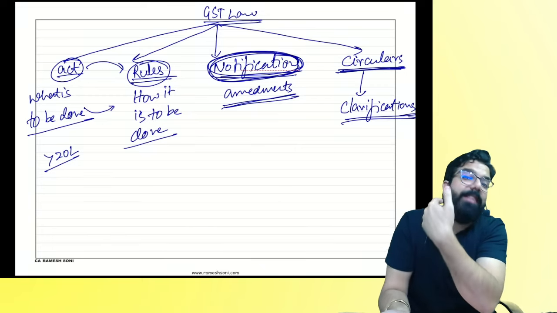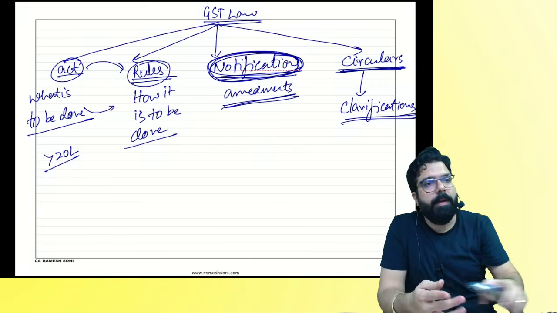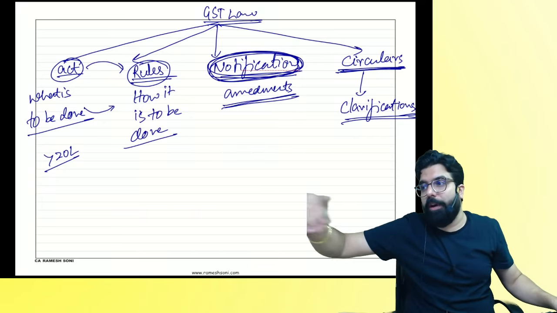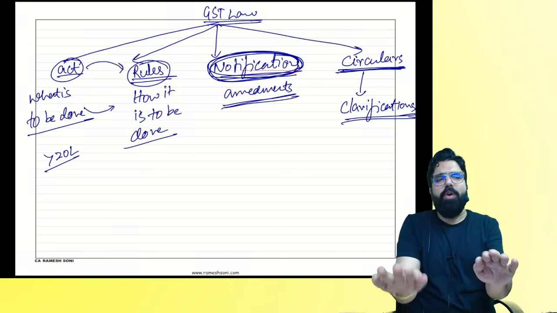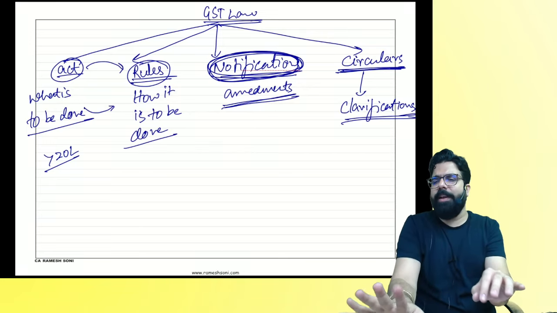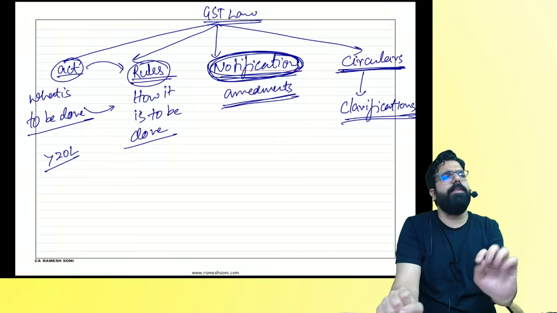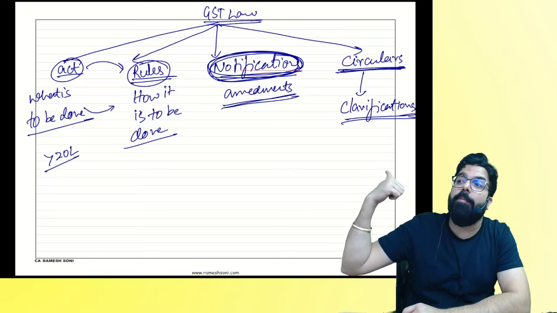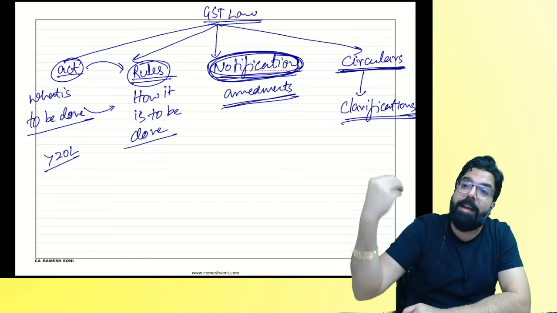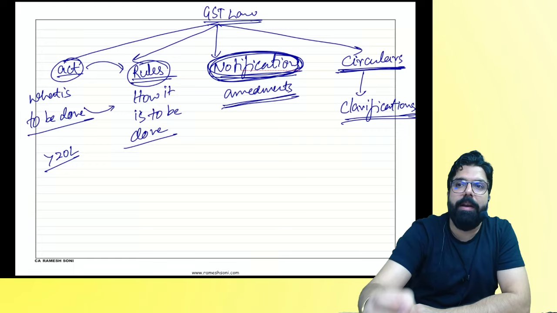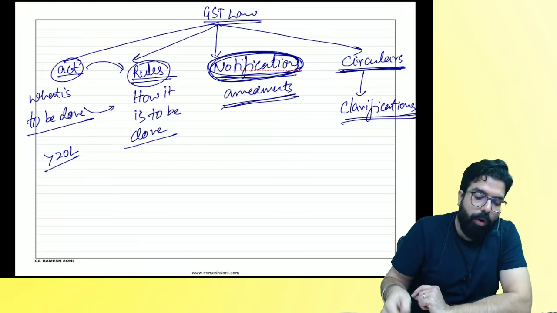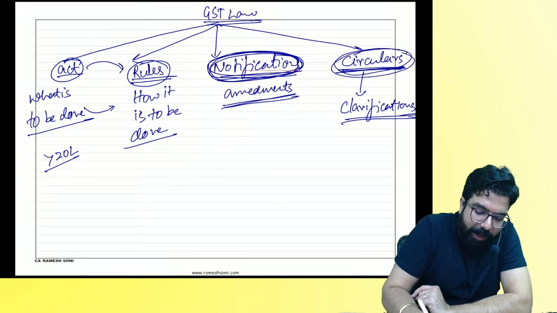By chance, if there is any doubt anywhere, we will be seeing circulars in due course of time. Circulars means whenever two officers of the government, one is telling GST will come on this item, one is telling GST will not come on this item, any fight is there, then CBIC, the Central Board of Indirect Tax, clarifies whether GST will come or not. All these are circulars basically.